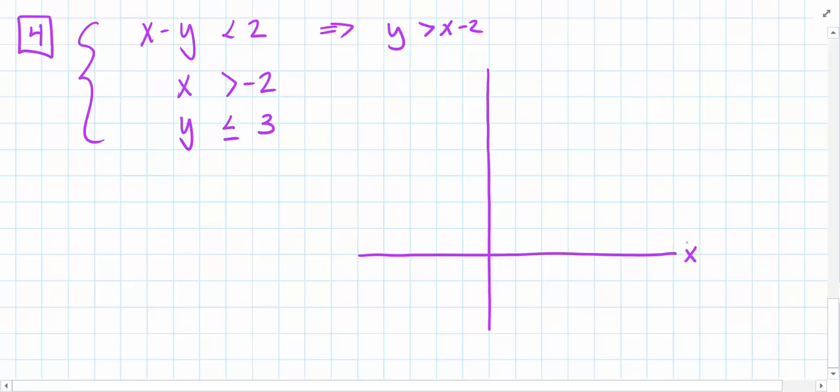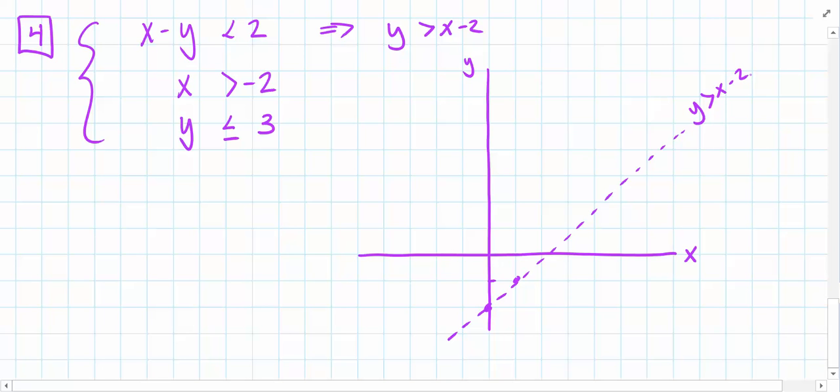So here's my x and y axes. We're going to go ahead and graph y is greater than x minus 2. So we're going to go down 2, 1, 2, put a dot. We're going to go up 1 over 1. And that line is dashed all the way up. And I'm going to put in here y is greater than x minus 2.